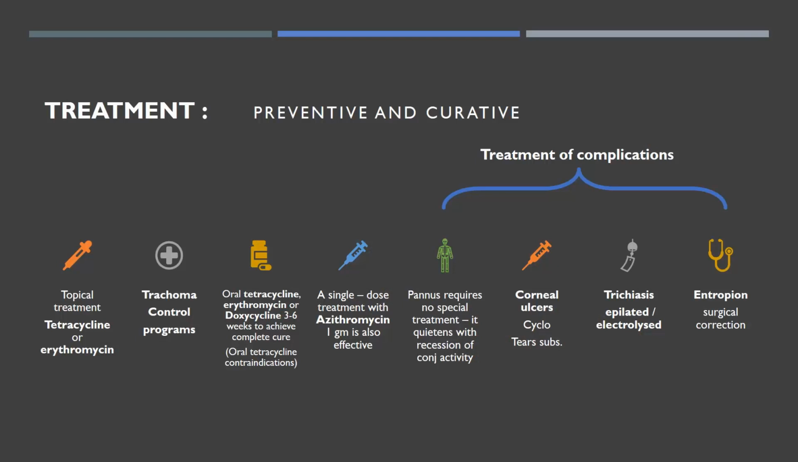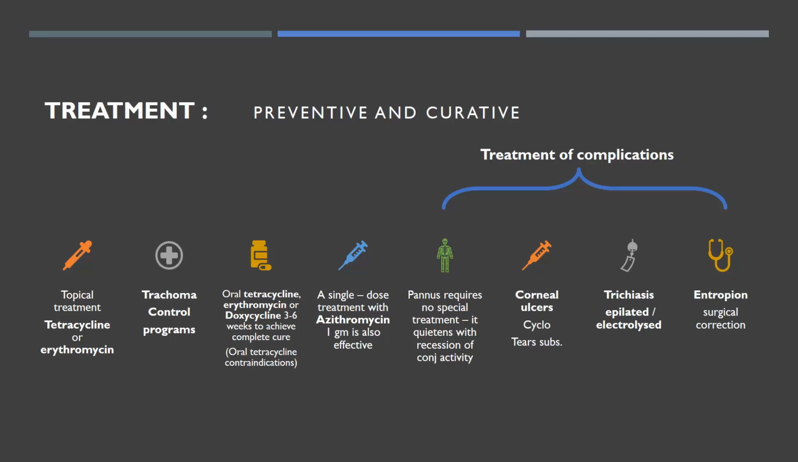What is the treatment? Usually it's preventive or curative. We can use topical treatment, tetracycline, erythromycin, and there are also some trachoma control programs. For systemic treatment, we can use oral tetracycline, erythromycin, or doxycycline. Usually it's a single dose of azithromycin of 1 gram.